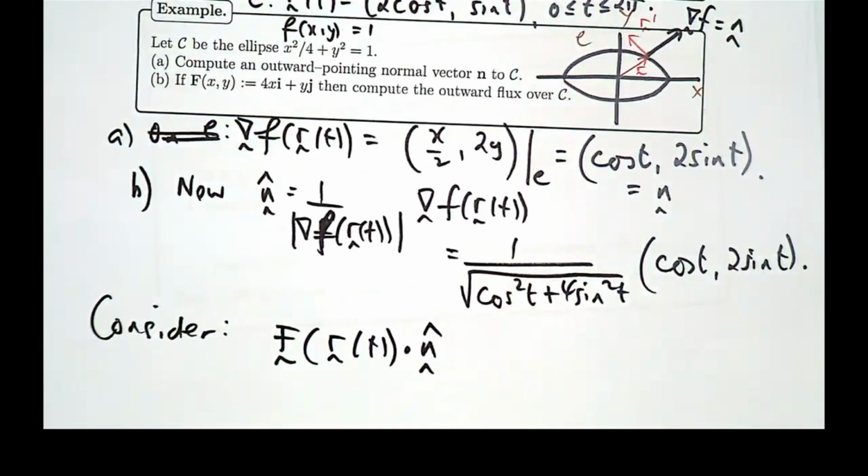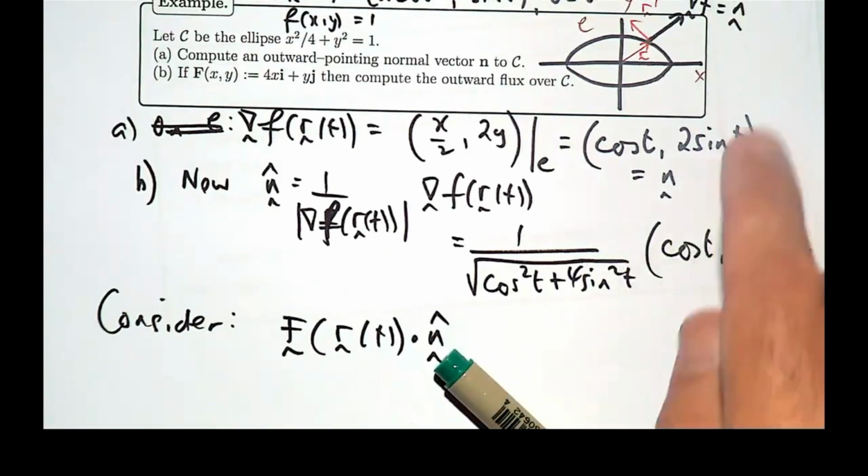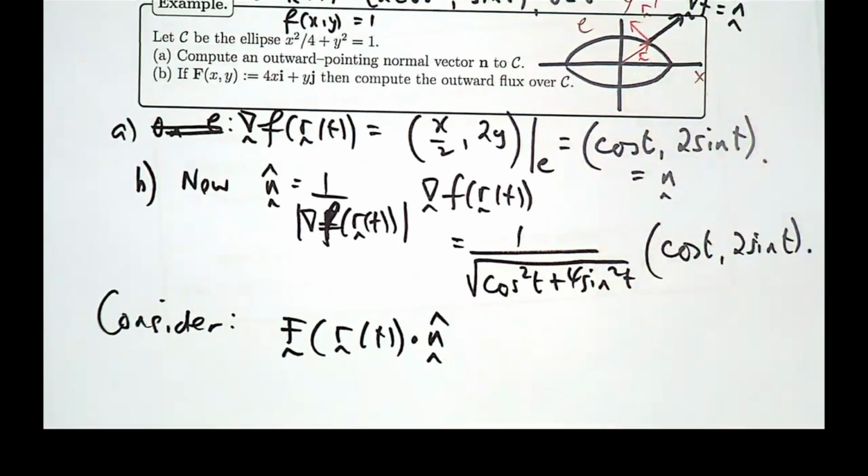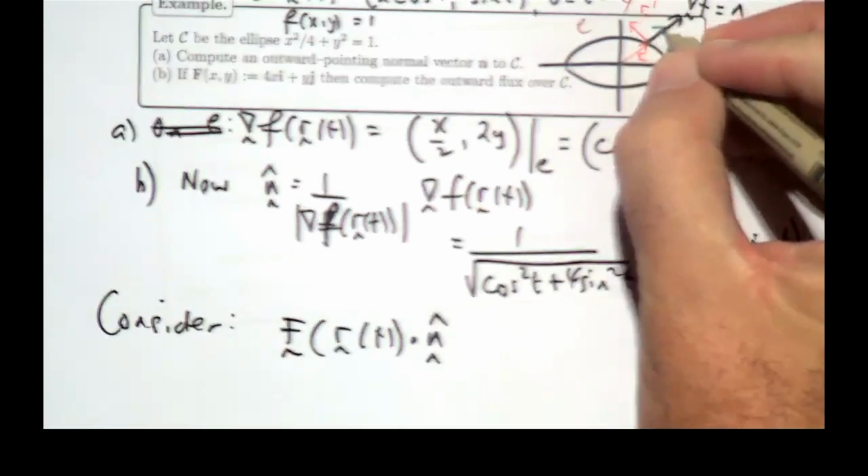Okay, now, before we do any more calculations, let's think about this. The dot product of F with the unit normal vector. Okay, let's get a little bit conceptual for a second. The unit normal vector might look something like this. It might be just in here.